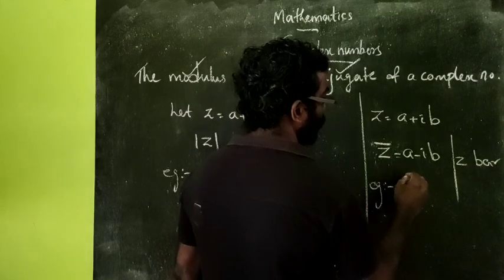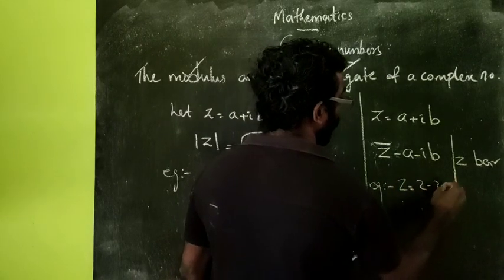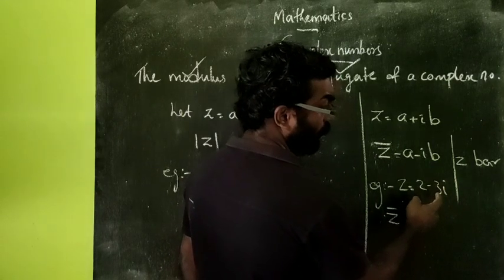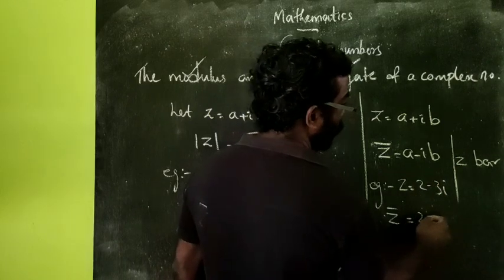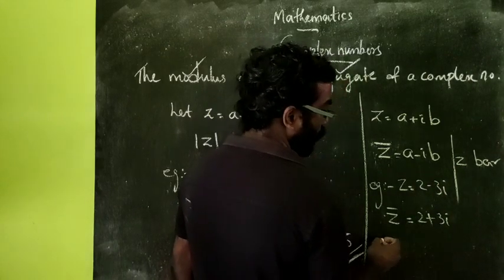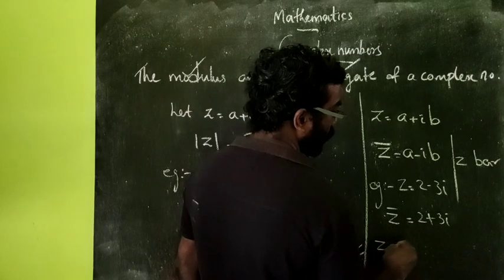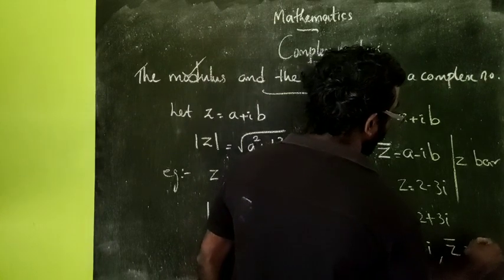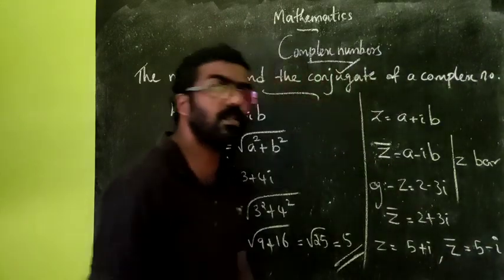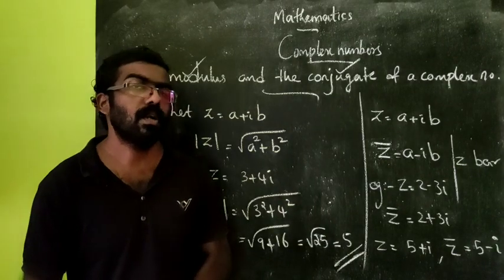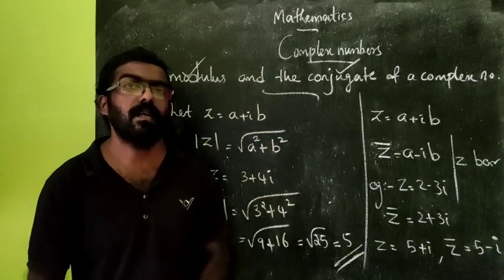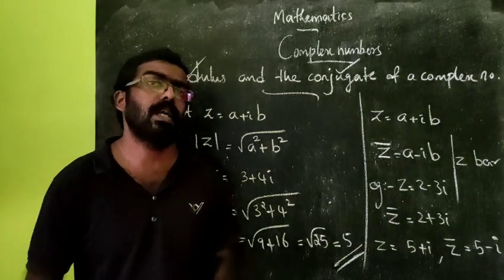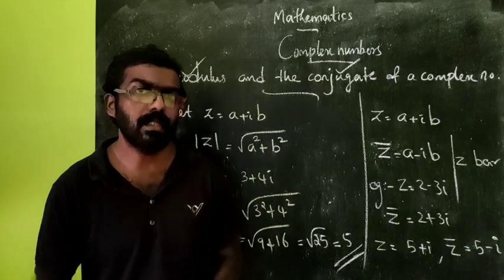For example, z is equal to 2 minus 3i, then z bar will be equal to, we have to change the sign of the what? Imaginary part, 2 plus 3i. And if it is of the form z is equal to some 5 plus i, then z bar is equal to what? 5 minus i, and so on. Clear? So this is about modulus and conjugate of a complex number. And there are some properties regarding modulus and conjugate of a complex number that also we can discuss.